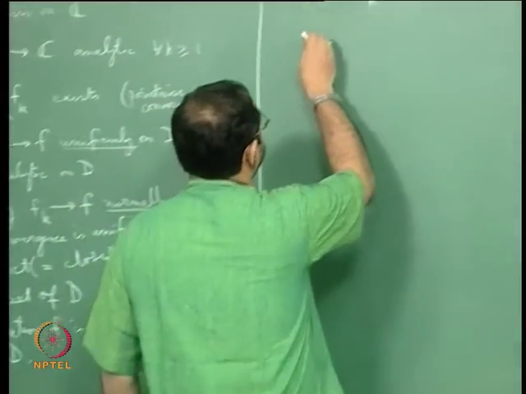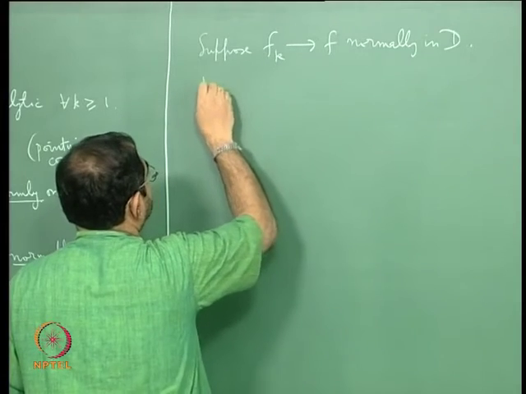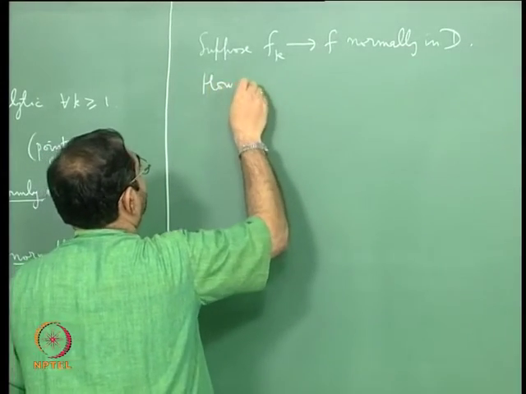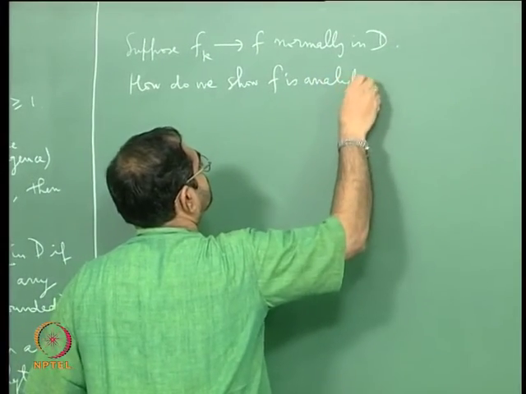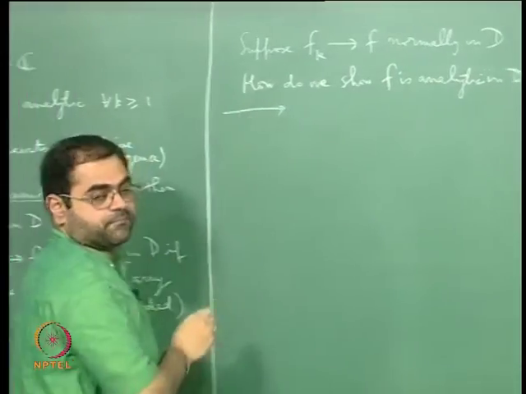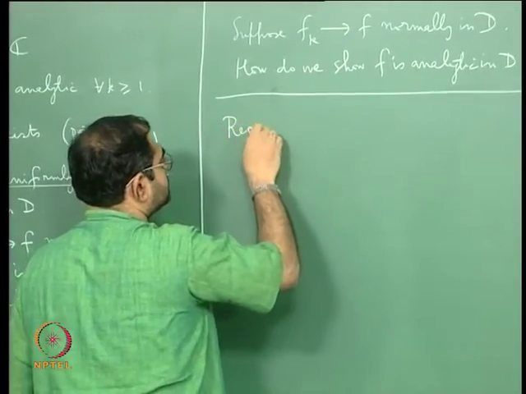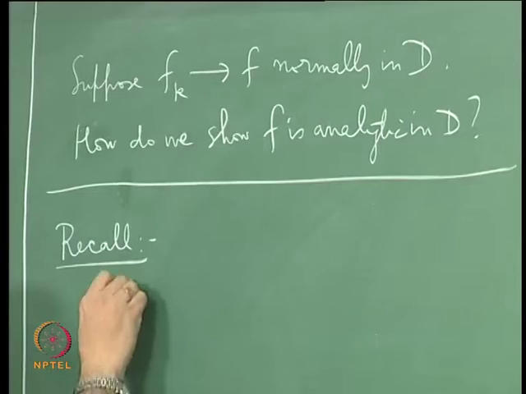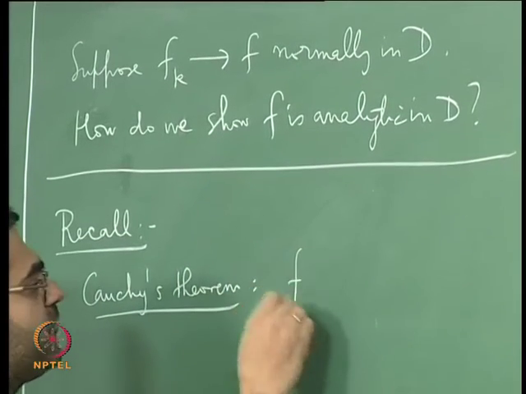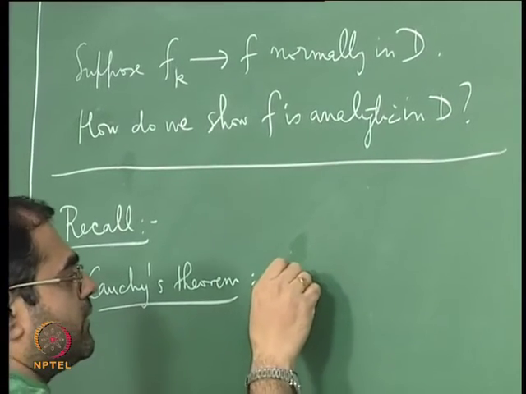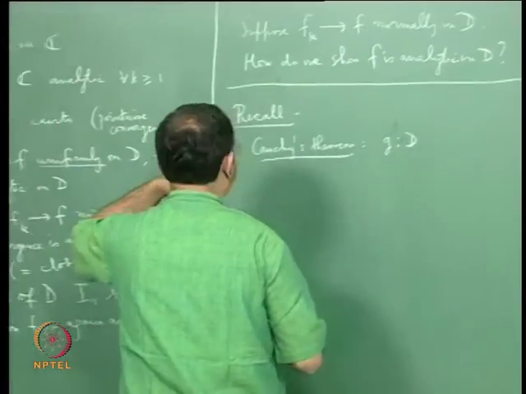So if you remember, let me say the following. How do we show f is analytic? This is our question. I'll draw a line here. If you recall, first is Cauchy's theorem. Suppose f, so let me use g, let me use D, I need not use the same D, but anyway let it be.